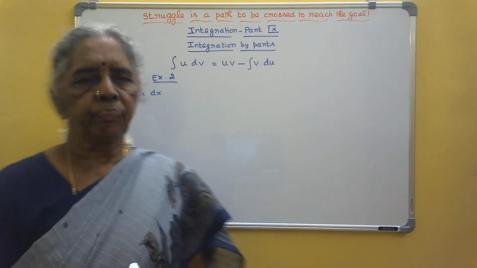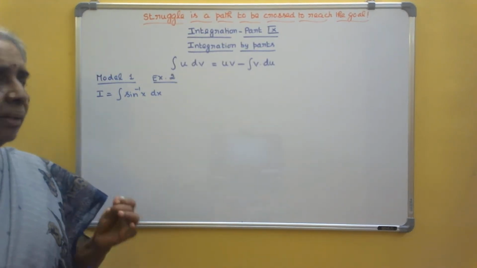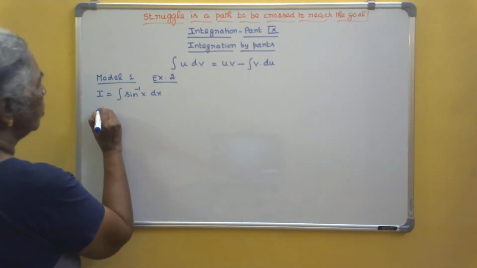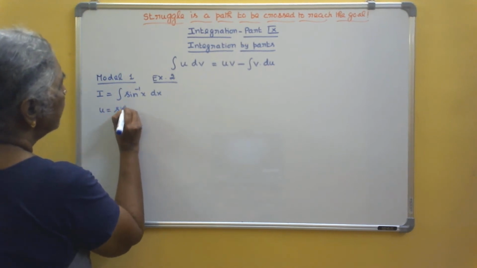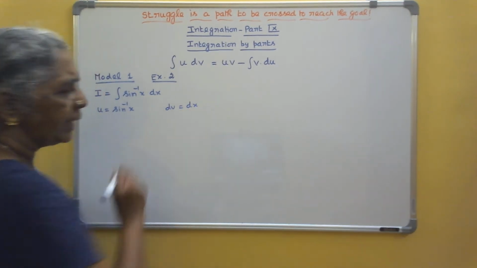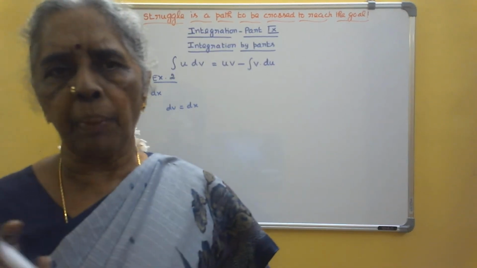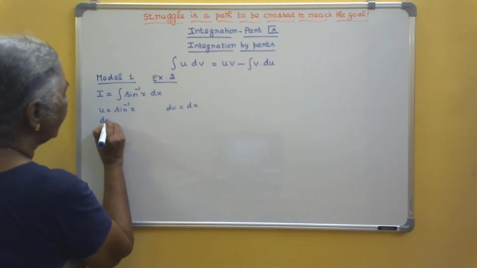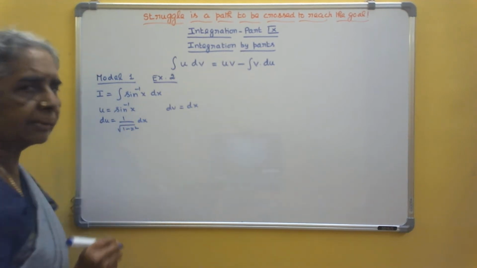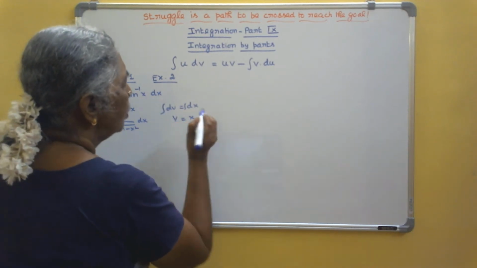Now example 2. I is equal to integral sine inverse x dx. Here sine inverse x is the only part, so take that as the u function. u is equal to sine inverse x. So dv will be equal to dx. Now you know you have to differentiate the u part, you have to integrate the dv part. So now du will be equal to 1 by root of 1 minus x squared dx. Then you will get v is equal to x.